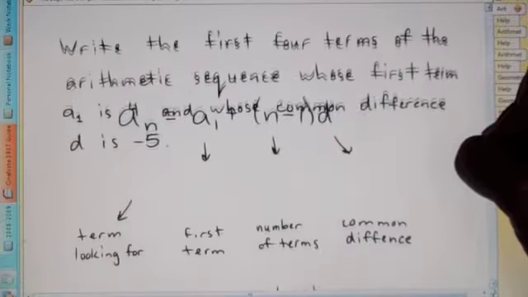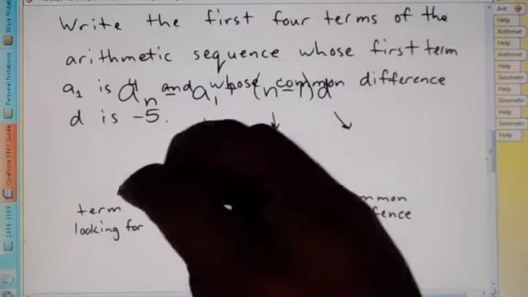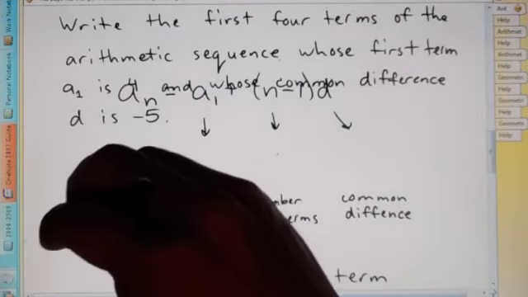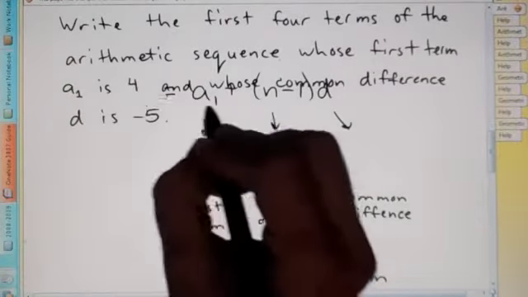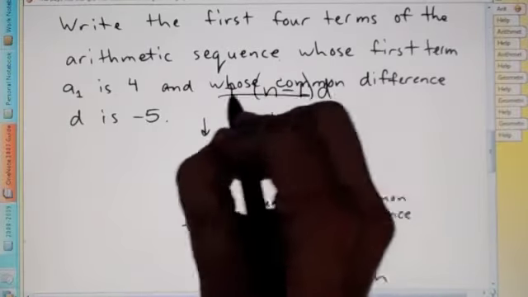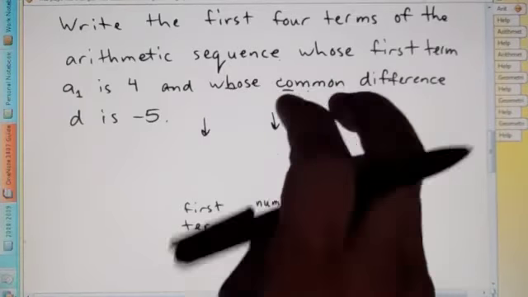Our next one says find the first 4 terms. Oops. Find the first 4 terms of, wow, what's going on there? Sorry about that. Something is not right.